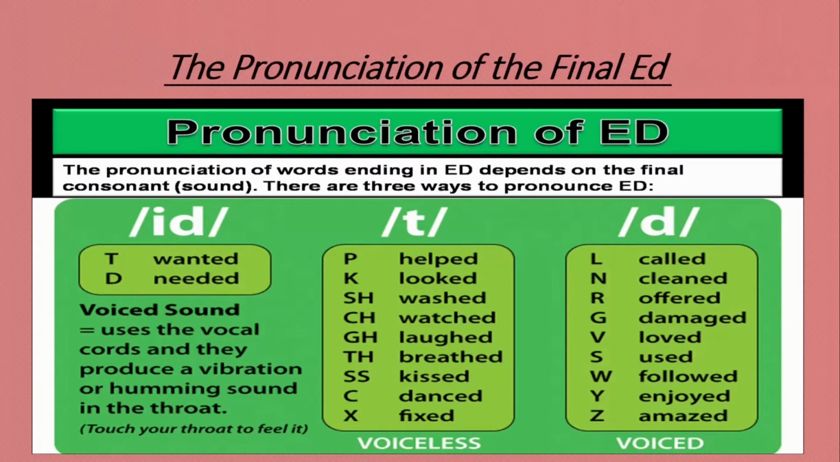So if the base form of the verb ends in the consonant T or D, pronounce ed as id. If the base form of the verb ends in a voiceless consonant like P, K, SH, CH, whatever, pronounce it as t. And if the base form of the verb ends in a voiced consonant like L, N, R, G, V, Z, pronounce it as d. So we have id, t, and d.